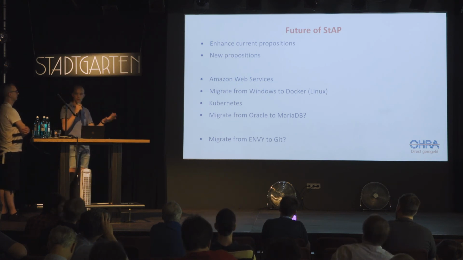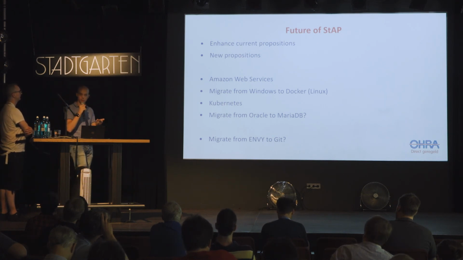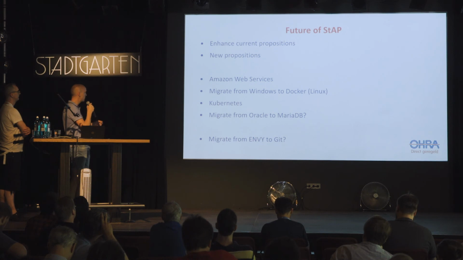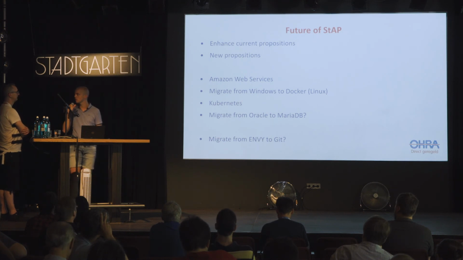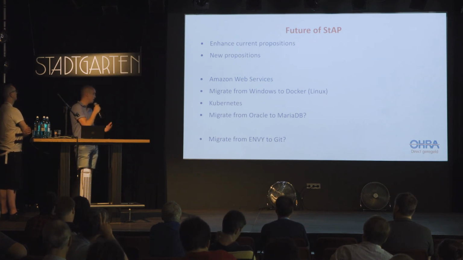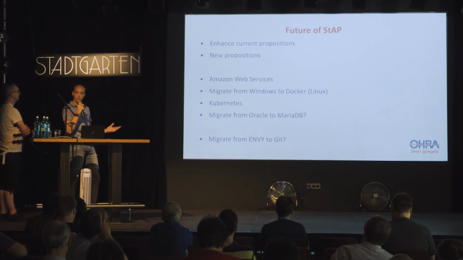Migrate from Windows to Linux because they are going to be running in Docker containers. Well, they are going to be managed with Kubernetes, and yeah, we're thinking about possibly migrating to another database, and yeah, for the more long term, maybe migrating ENVY to Git.